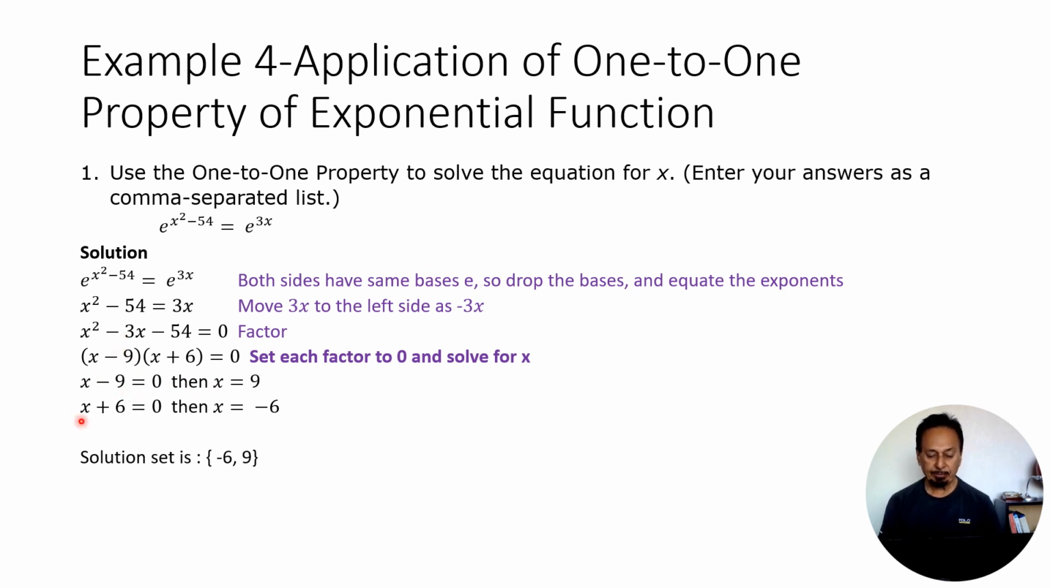Now we set each factor to 0. So x minus 9 equals 0, and if I move the negative 9 to the right side, I get x equal to 9. Now I set the second factor x plus 6 equals 0 and move the 6 to the right, we get x equal to negative 6. So the solution set is negative 6 and positive 9.